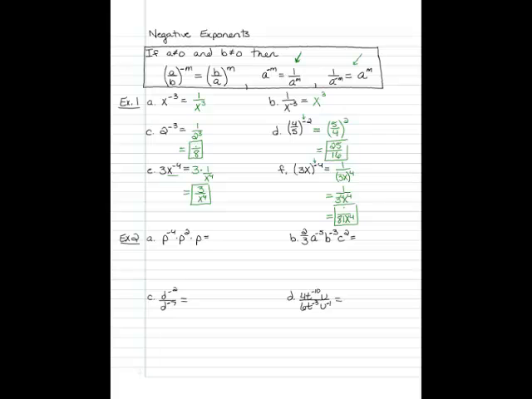Now example 2, we have some more problems involving properties of negative exponents, and these become a little more complicated. Here for part A, we have p to the negative 4 times p to the 2nd times p. Now one thing you want to remember here, when you don't see an exponent, you can always imagine an exponent of 1.